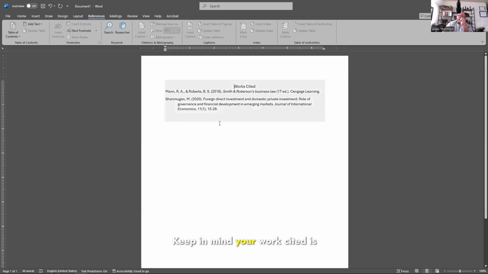Keep in mind, your works cited is always on a separate page by itself. Where our students will sometimes lose points with these, they will just hit enter after they answer the last question, then put their works cited and call it done. It is required to be on a separate page. Once you finish typing that last answer, hit enter, then insert a page break. And on that page that comes up, that is where you'll put your works cited. Do that every time.